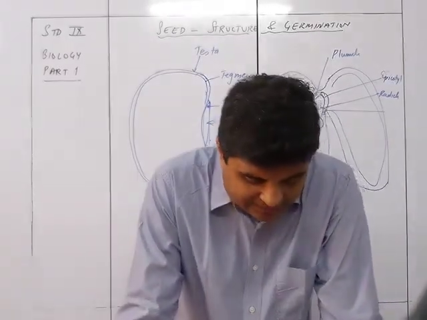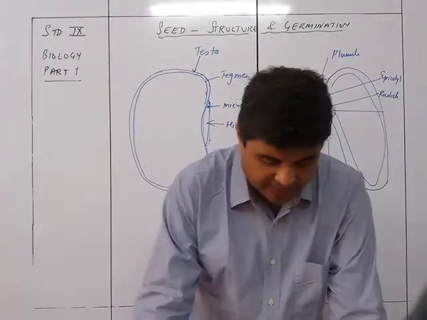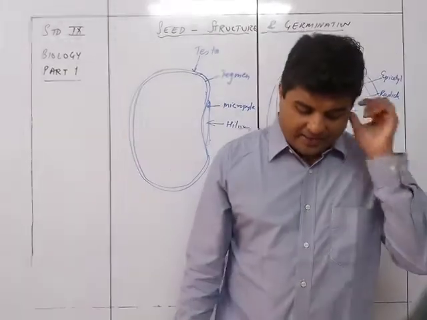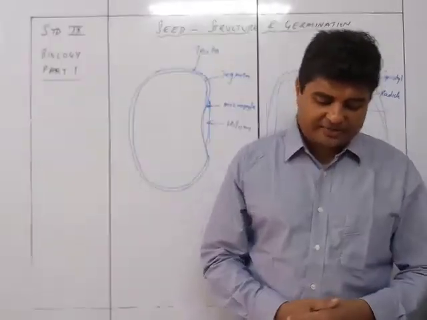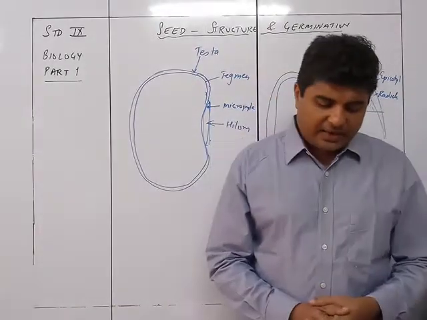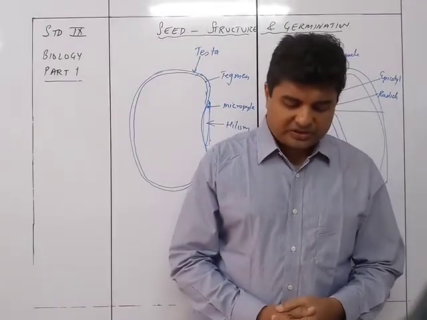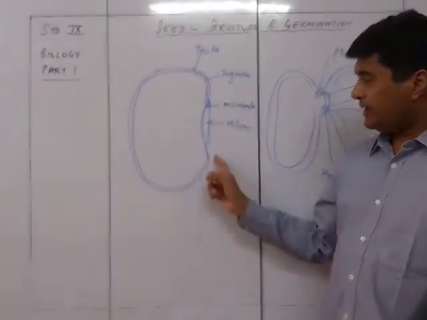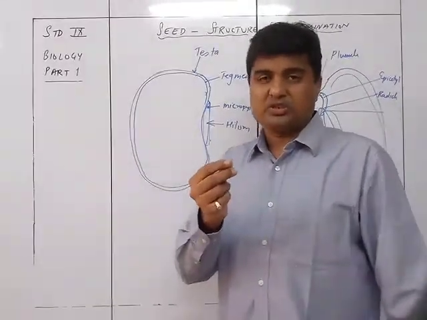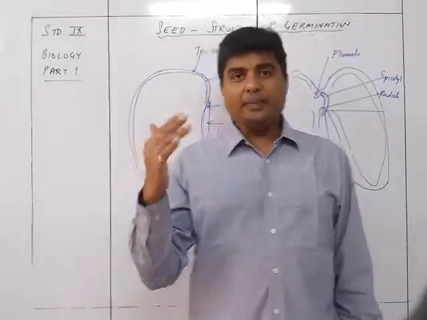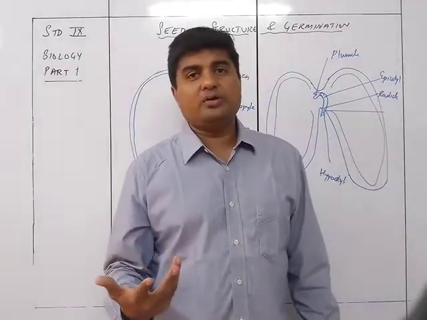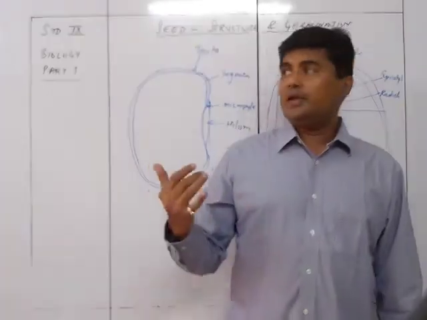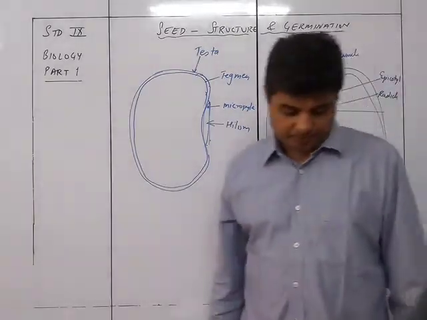Seed coat consists of testa, the outermost hard brownish covering. It protects the delicate inner part of the seed from injury and from the attack of bacteria, fungi, insects. Tegmen is the inner layer lying next to the testa and is also protective in nature. So the testa is the outermost part, the brown color, the hard part, and then the inner part is the tegmen, which is also for protection.